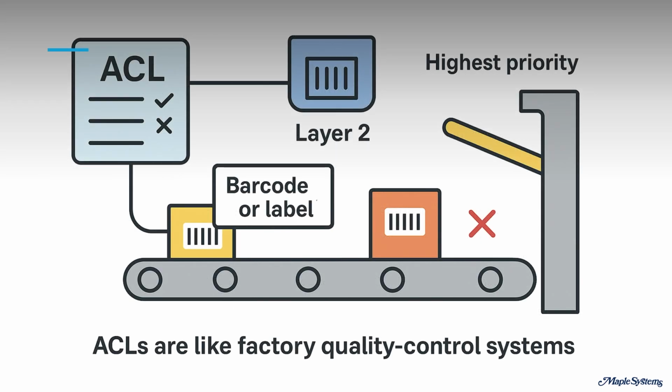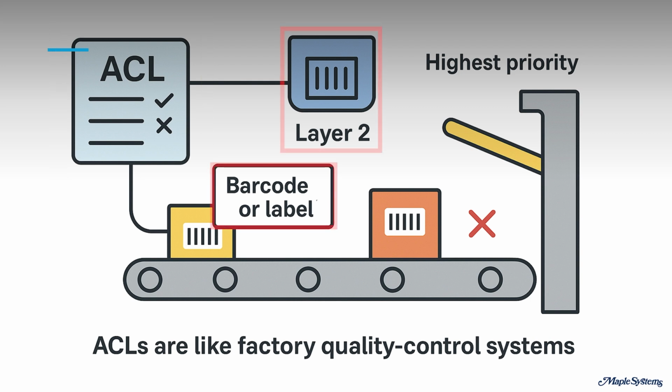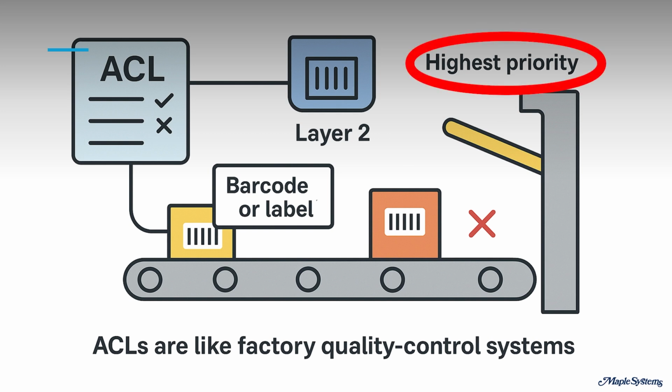So imagine a factory conveyor system with sensors and gates. The ACL is like the set of rules programmed into the control system that decides which products are allowed to move down the conveyor and which should be rejected. At layer 2, the system checks the product's barcode or label, which is the MAC address. If that address matches a rejection rule, the gate pushes it off the line and it gets denied. If that product triggers multiple sensors or rules, the system will then follow the highest priority rule to decide whether the product passes or gets rejected.